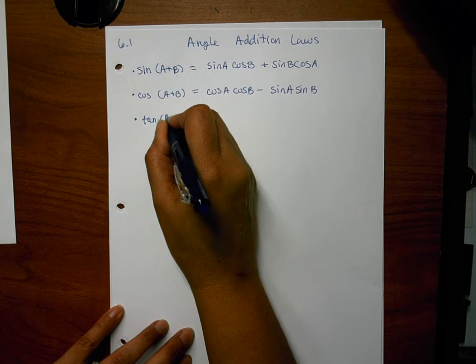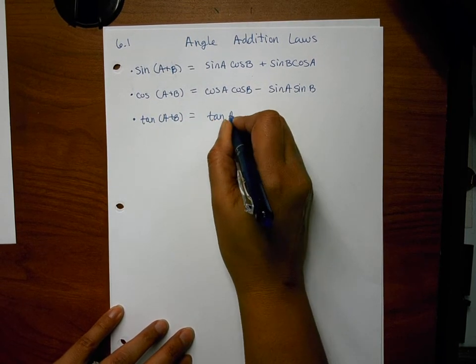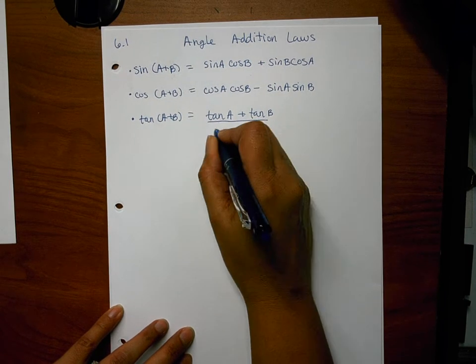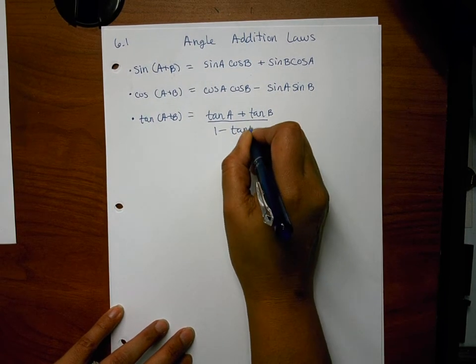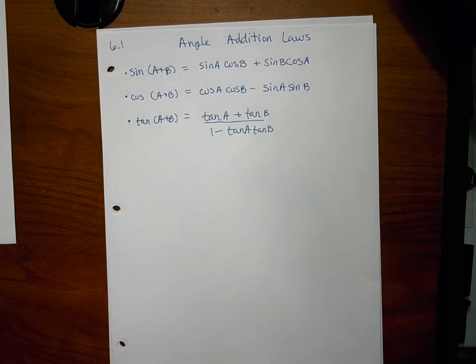All right, leave a little bit of space. Next one is tan of A plus B equals tan of A plus tan of B all over 1 minus the product of tan of A and tan of B. No real cute way to memorize that one, just need to know it.